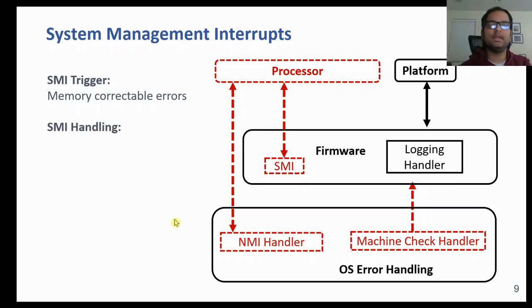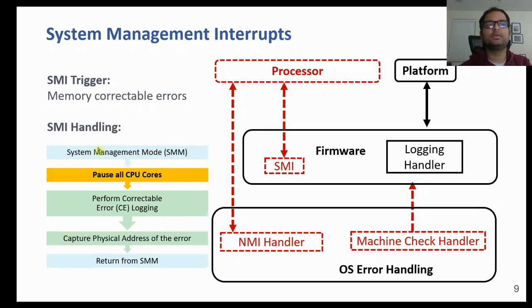Graphically, one important thing to note is that once the machine is pushed into system management mode, at the same time, all the CPU cores are paused. So all the workloads running on these CPUs are essentially stopped at that point. The correctable error logging is done, and the physical address associated with that particular correctable error is captured. Physical address here refers to the physical address on the memory. Once it is captured, we return from system management mode and resume the execution of the workload on all the cores. As a result of system management interrupts, there is a certain duration where all the CPU cores are just waiting for this logging mechanism to complete.